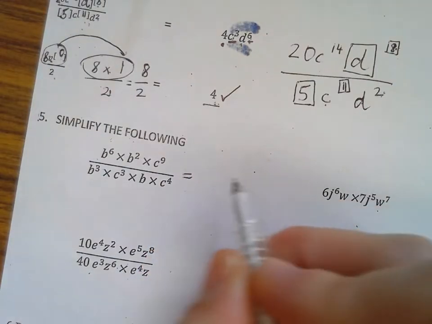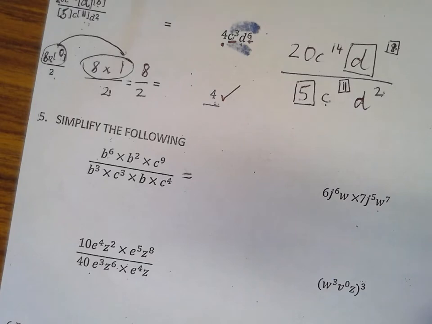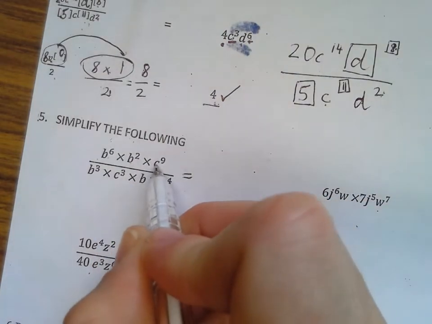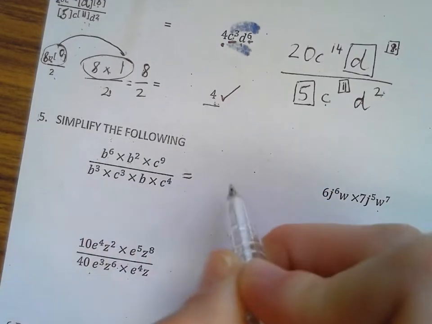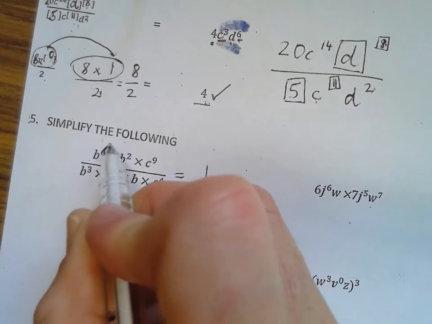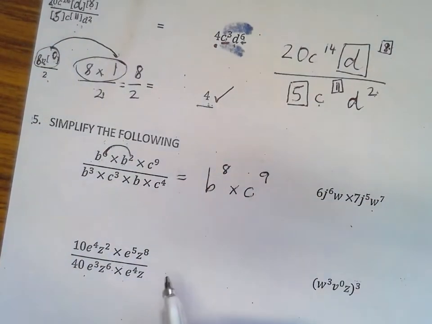These look tricky, they're not really. Okay, let's go. B, B, C. I think I oversighted before and thought that this was a B. So B, B, keep the base, add the powers, times C9.